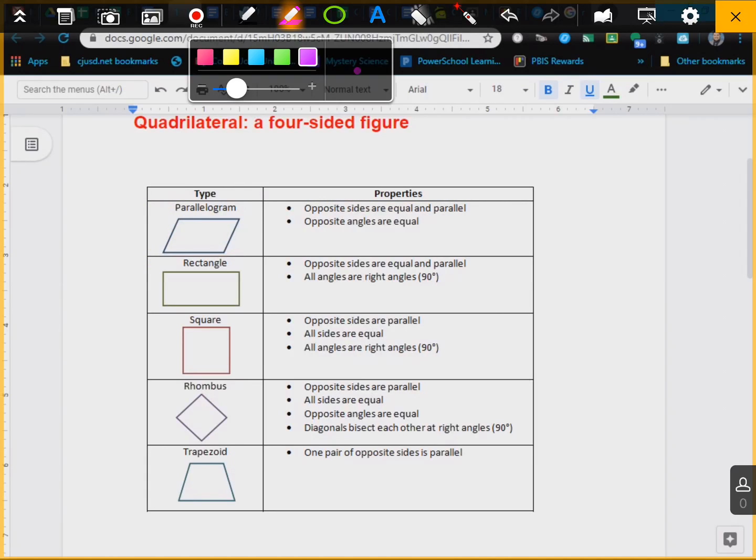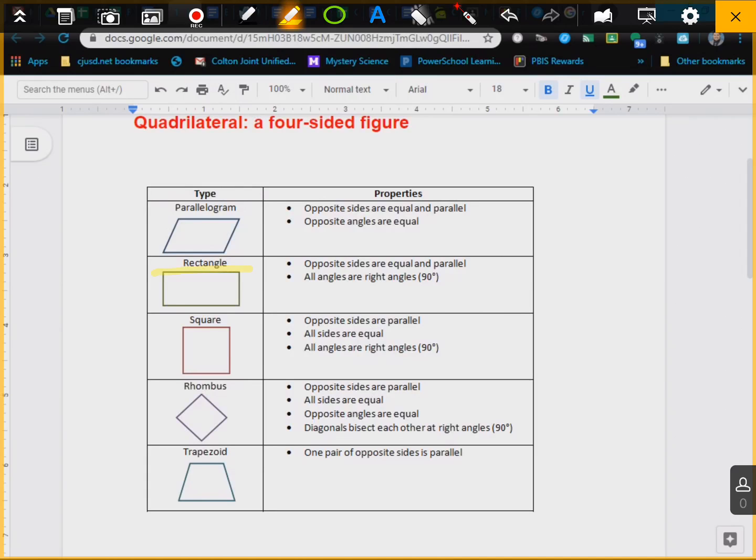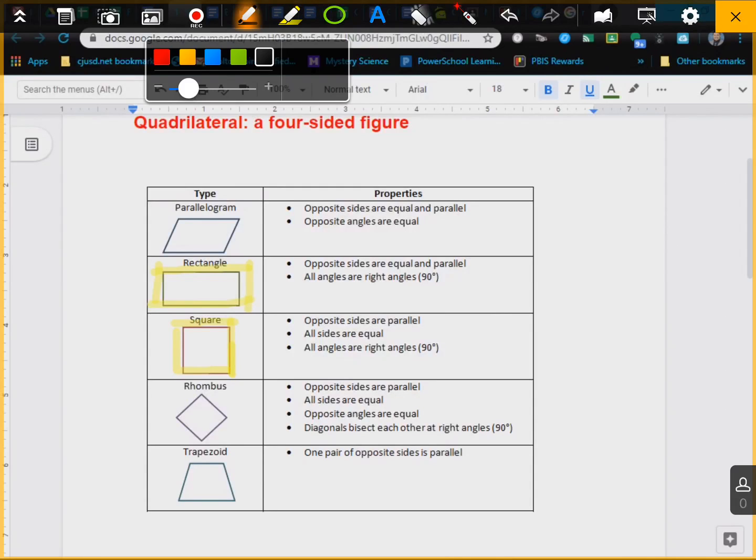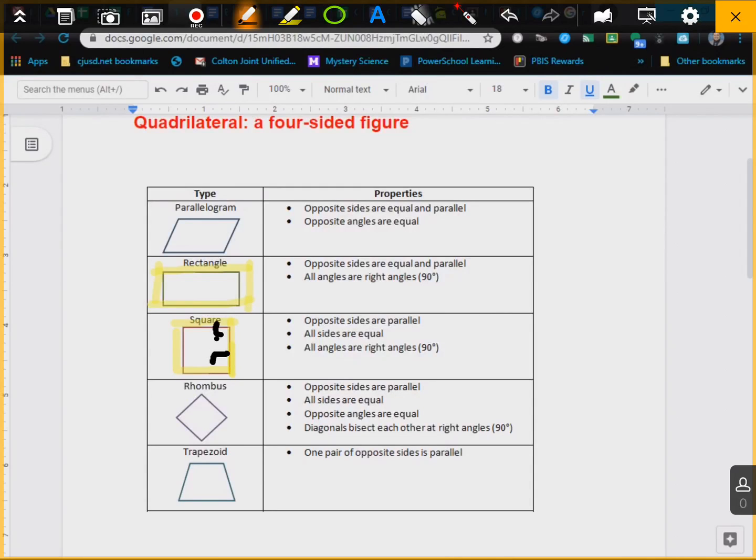A rectangle: opposite sides are equal and parallel. So this one's equal to that one, and this one's equal to this one. And all angles are right angles. For a square, opposite sides are parallel and all sides are equal. So not only are the opposite sides parallel to each other, but all sides are equal and all angles are going to be right angles. Just like with the rectangle, all angles are right angles.